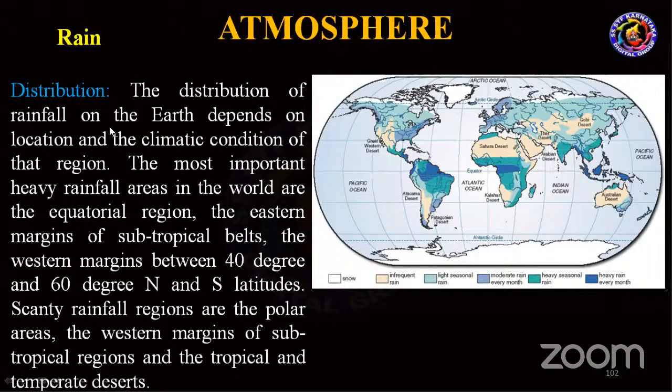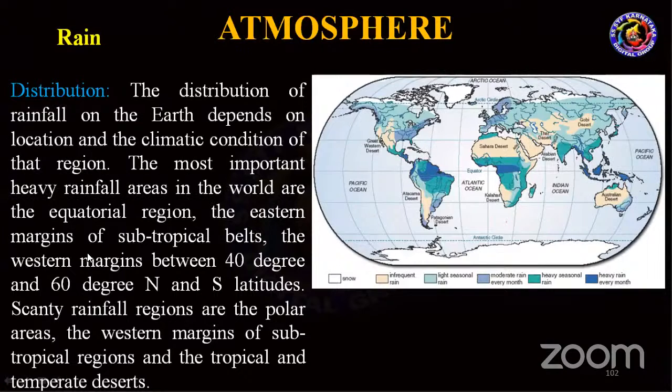The distribution of rainfall on the earth depends on location and the climatic conditions of that region. The most important heavy rainfall areas in the world are the equatorial region. This is the first one. You can see here South America and African countries, and also Southeast Asian countries: Thailand, Vietnam, Singapore, and others.